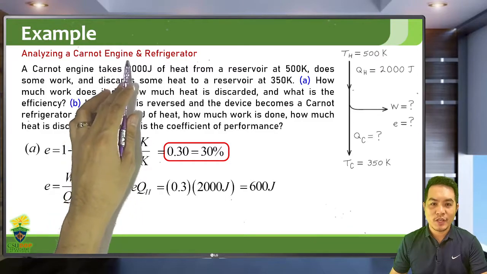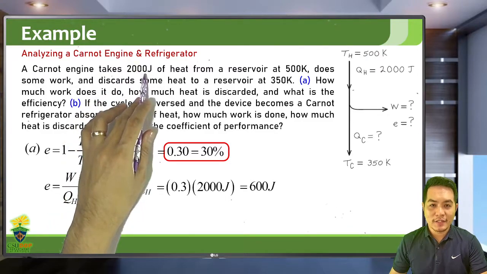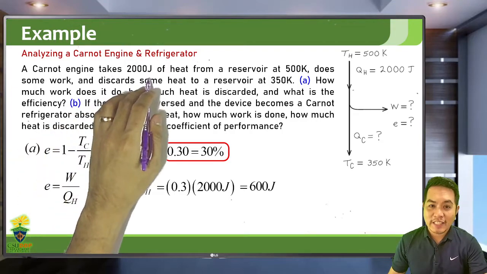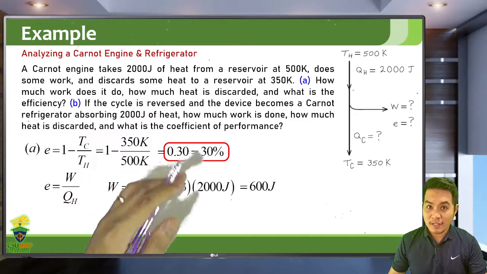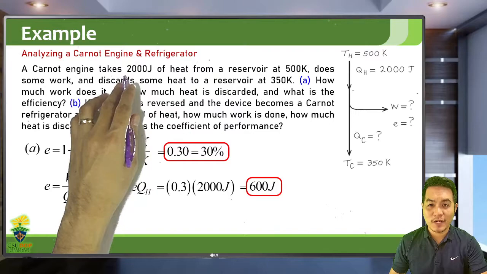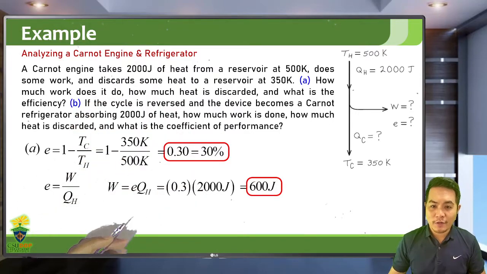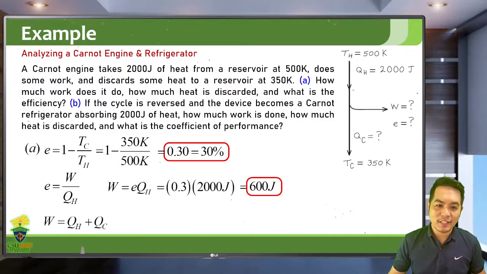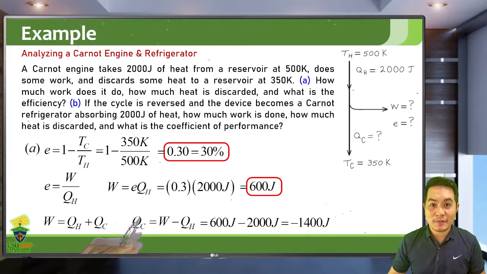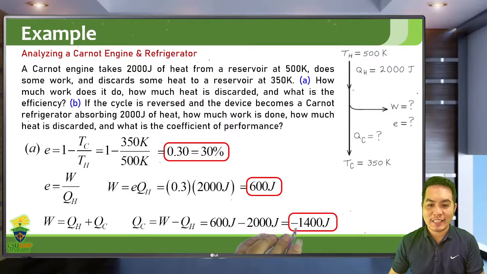So it absorbs 2000 joules of heat, and according to the second law of thermodynamics, you cannot convert that totally into work. So only a part of the heat absorbed will be converted into work. So actually in this case, it's only 600 joules. 600 joules from the 2000 joules absorbed is converted into work. And of course, the remaining 2000 minus 600, that will be your heat discarded, the heat released to the colder region. So you will get negative 1400 joules. So again, the negative sign implies that heat is released by the engine.